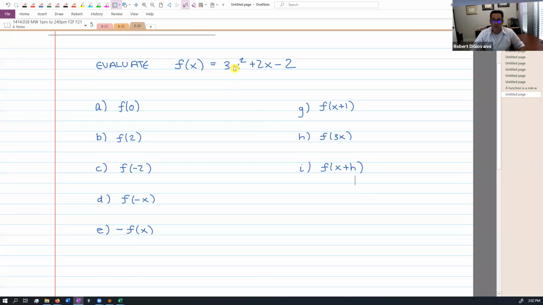So it's like we're given a car wash, and we're asked to send all these different cars through the car wash to see what comes out the other side. So we start with the first one, f of 0.